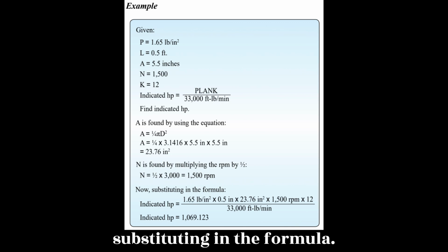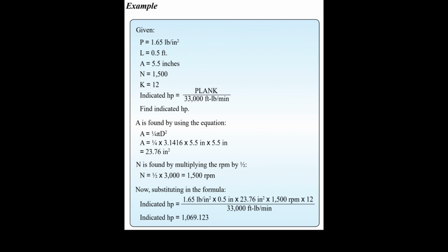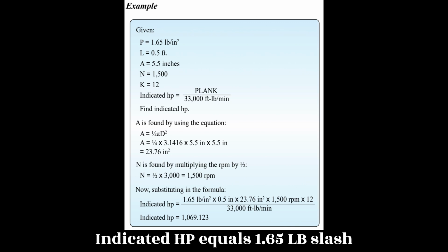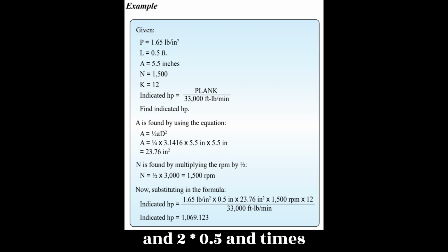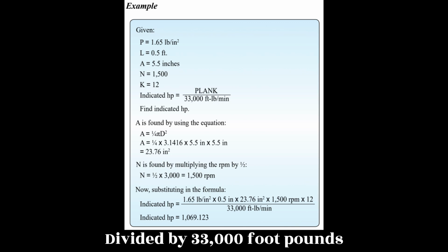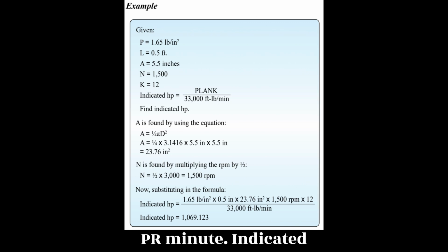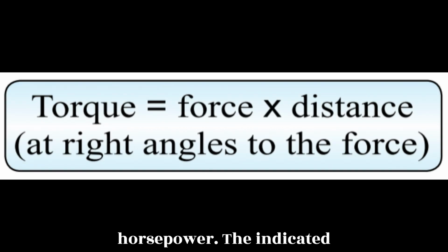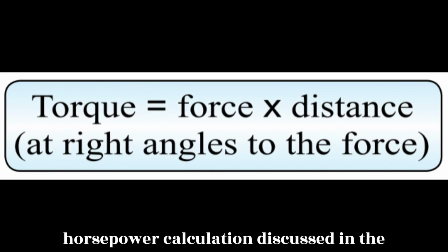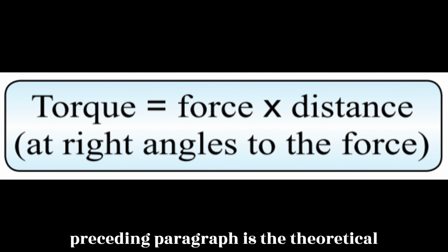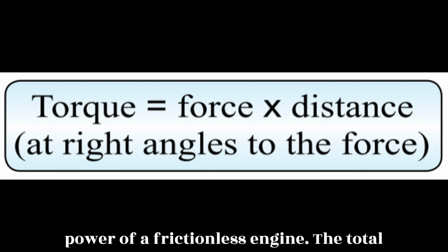Now, substituting in the formula. Indicated HP equals 1.65 lb/in² times 0.5 in times 23.76 in² times 1,500 revolutions per minute times 12, divided by 33,000 foot-pounds per minute. Indicated HP equals 1,069.123. Brake horsepower. The indicated horsepower calculation discussed in the preceding paragraph is the theoretical power of a frictionless engine.